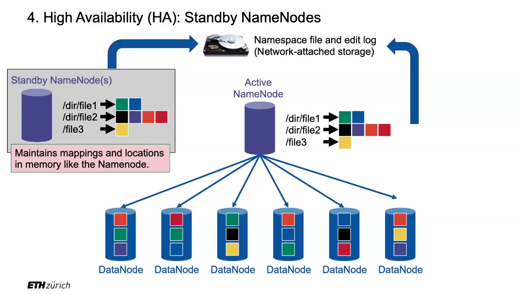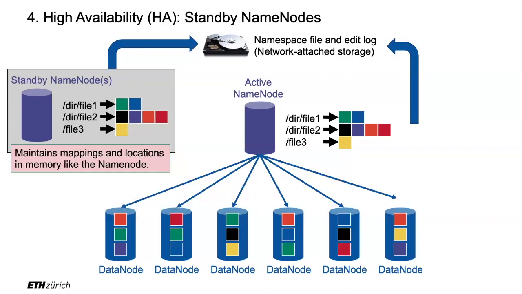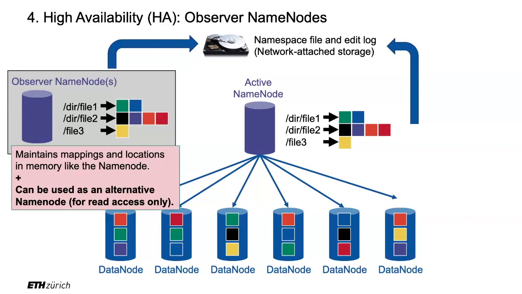All right, and you see the namespace file and edit log, they are in some drive, network attached, so both of them can access that drive, right? Okay, now even more recently, there is yet another one that we call observer name node. That is yet another version of that. So I'm only going to tell you about the standby name node and the observer name node. The other ones you don't need to know about.